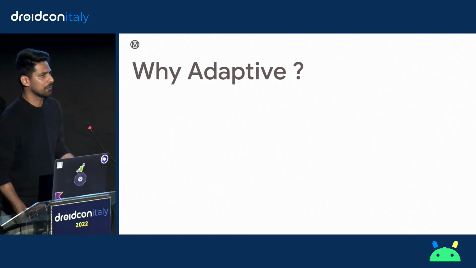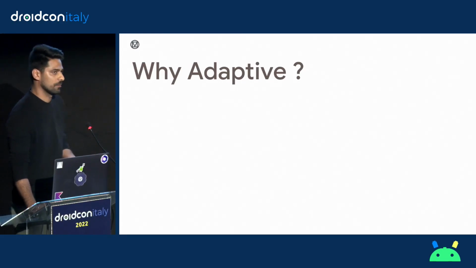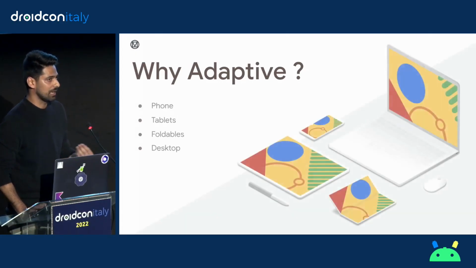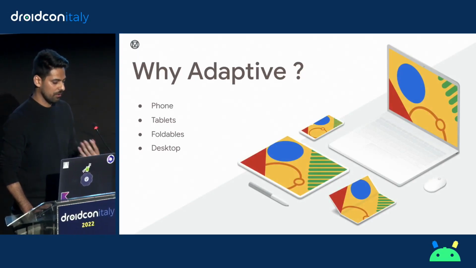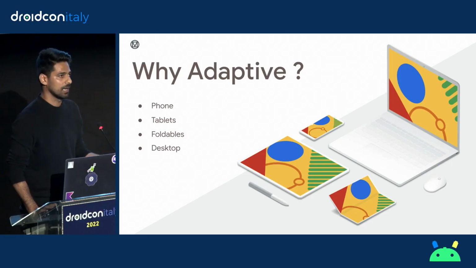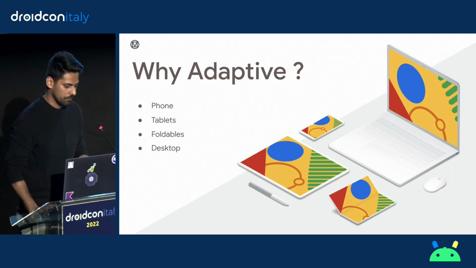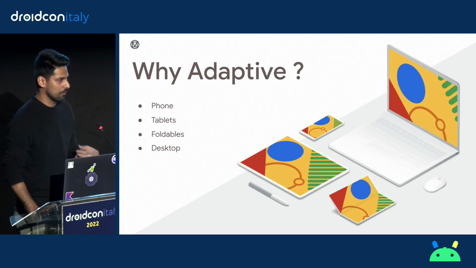But we've been making apps for so long. Why suddenly do we need to care about making our apps adaptive? Well, now more than ever, there are so many devices running our apps. We have phones, tablets, foldables, desktops running Android applications. You do not know where the user is consuming your application now. So that gives us a purpose to make sure that wherever our app is running, we make sure that it's adaptive.